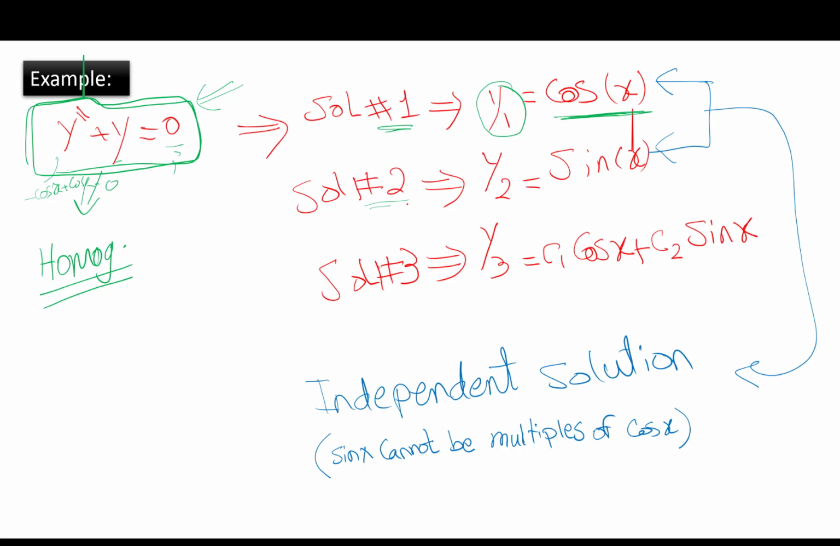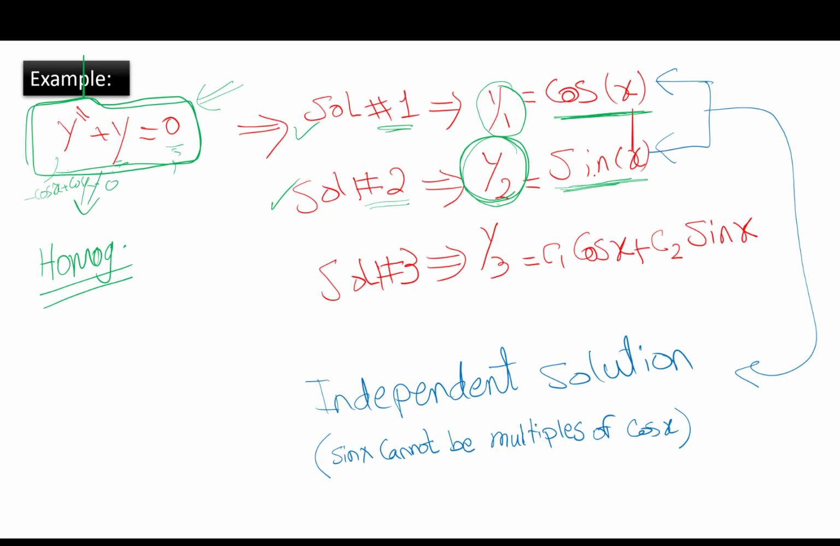Another solution, solution number 2, if we investigate it, we're going to find that y2 equal to sine x. The second solution for this equation is going to be sine x. That's right. The second derivative of sine x is minus sine x, and y is sine x, then minus sine x plus sine x equal to 0. Then it is another solution. We have two solutions now, y1 and y2. The first is cosine and the second is sine.